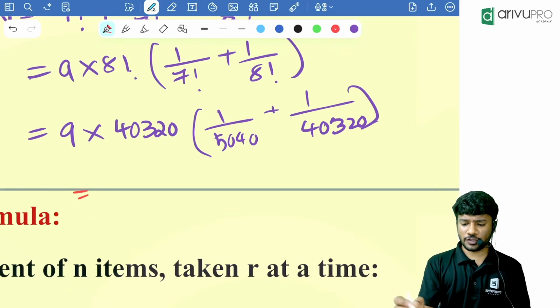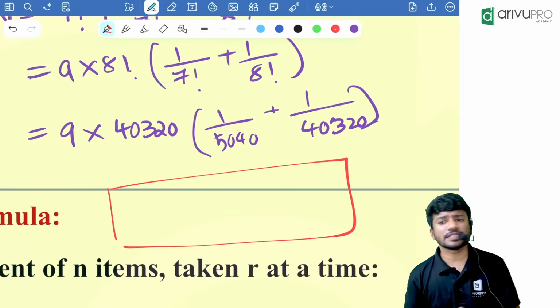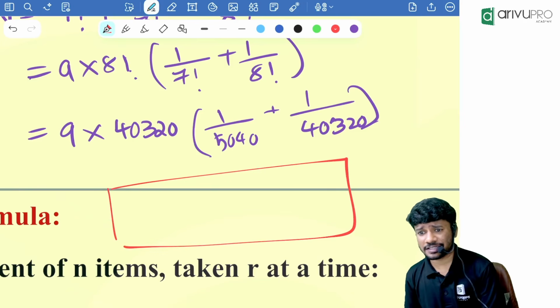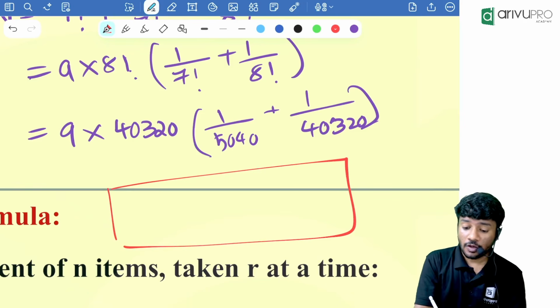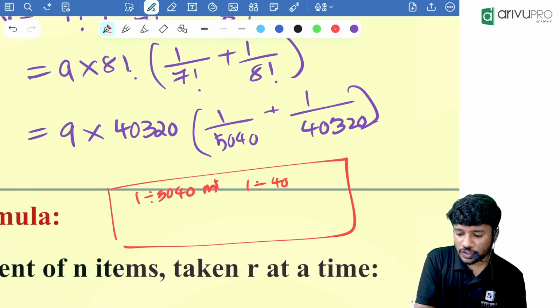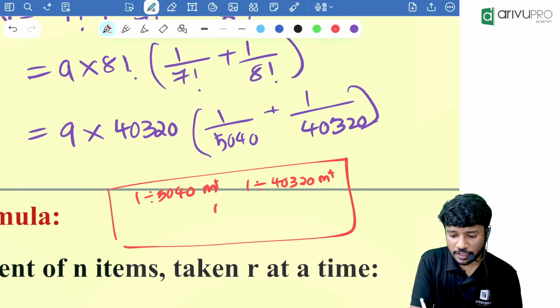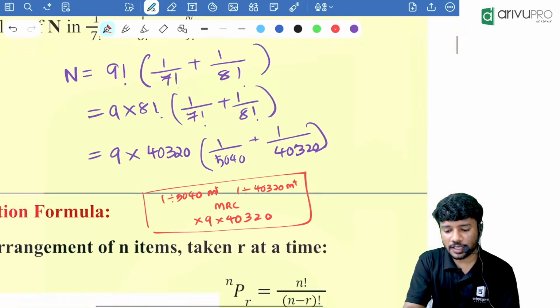Now, how to use the calculator? I'll show you over here. First, find the values inside the bracket because we need to add things, then multiply. 1 divided by 5040 M plus, 1 divided by 40320 M plus. Once you have done that, you will click MRC. Multiply it with 9, multiply it with 40320. How much are you getting, people?